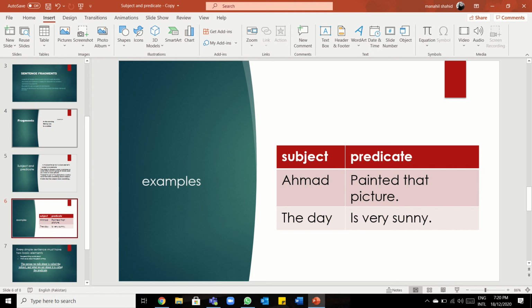Now the examples of the subject and predicate are: Ahmed painted that picture. Ahmed is the subject. Ahmed is a noun. Ahmed is a noun phrase. And the predicate is painted that picture. Now the next one is: the day is very funny. The day is the subject. Is very funny is the predicate. The subject and the rest of the sentence is called the predicate.